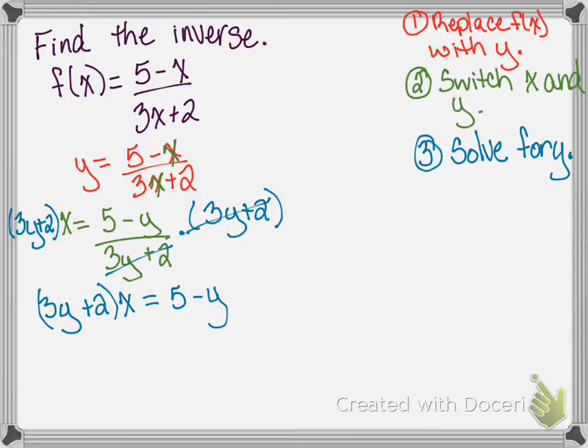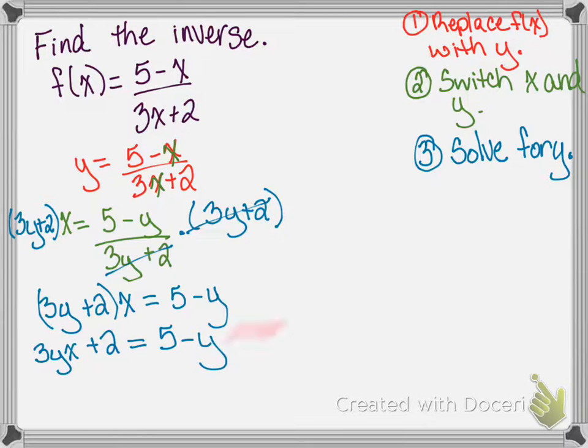Now, what do you think I should do on the left-hand side? Distribute. Absolutely. We're going to go ahead and distribute. 3y times x is 3yx. You can write it 3xy. You're good either way. And then x times 2.